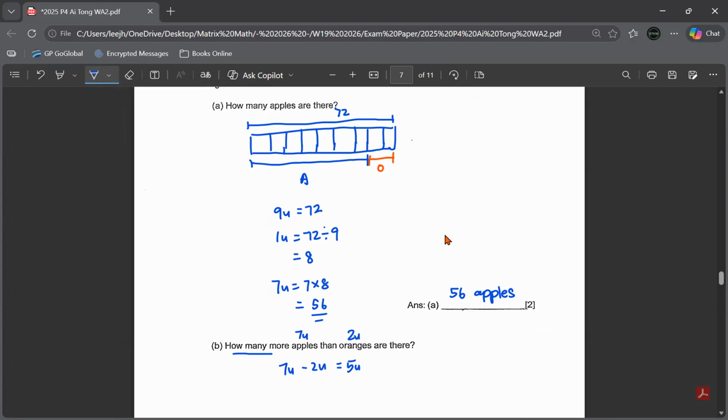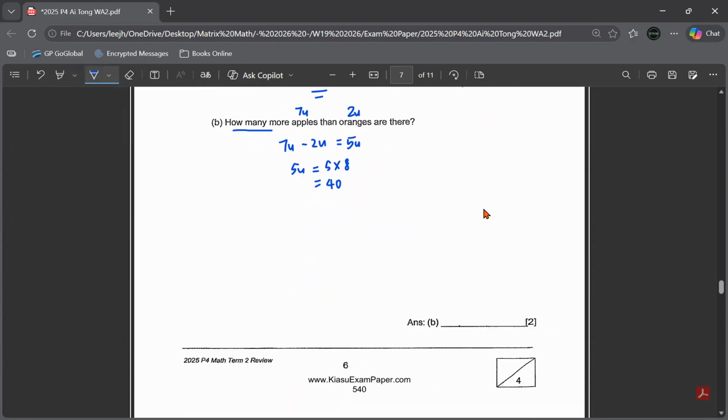oranges is 5 units. So I'm looking at the value of 5 units. We already worked out what is 1 unit here. 1 unit is the value of 8. So 5 units will be 5 times 8. Your answer is 40. There are 40 more apples than oranges. So 40 more apples. You can just write 40 more. Okay.